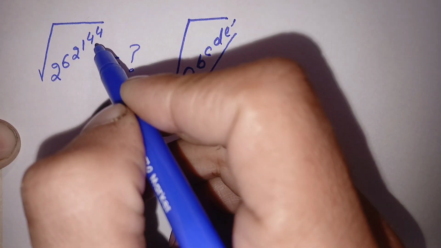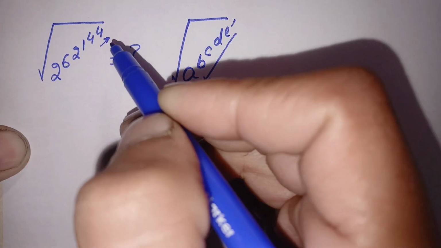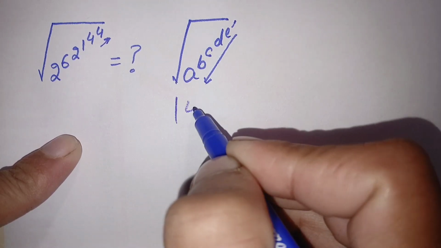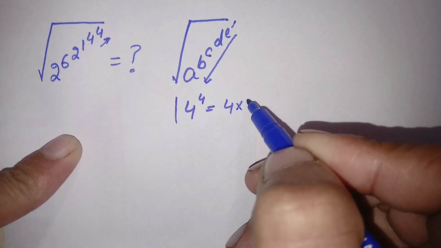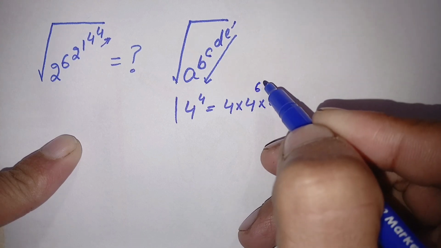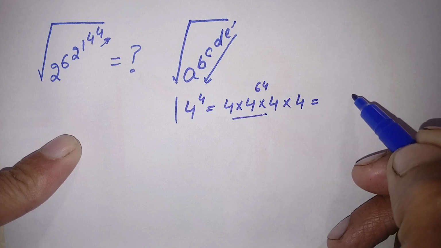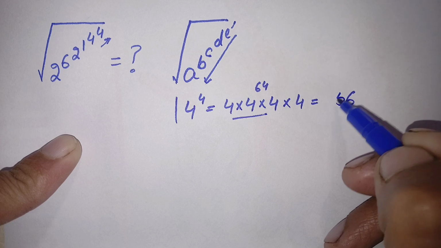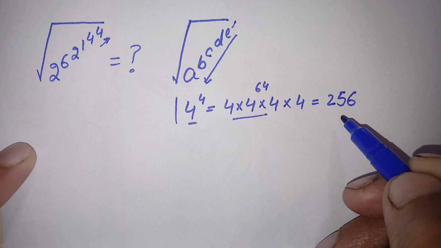First of all, we will try to find out the value of this power, 4 raised to power 4. 4 raised to power 4 means we have to multiply this base 4 times. So 4 times 4 is 16. 16 times 4 is 64. 64 times 4: 4 times 4 is 16, so 6, and 1 is carried. 4 times 6 is 24, 24 plus 1 is 25. So it is 256. The value of 4 raised to power 4 is 256.